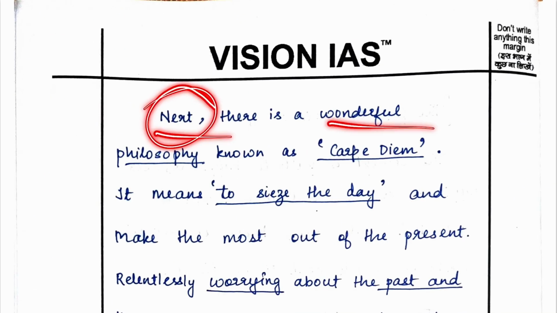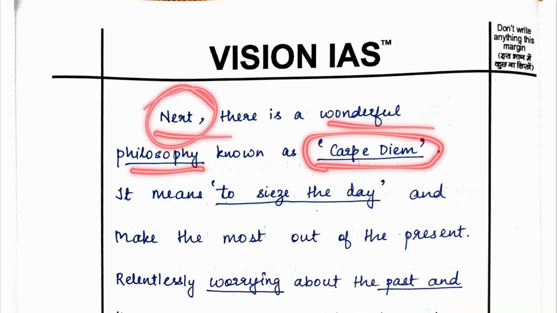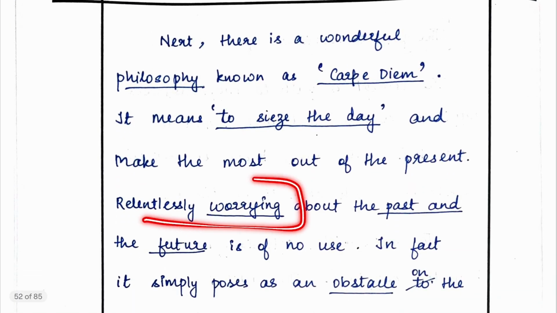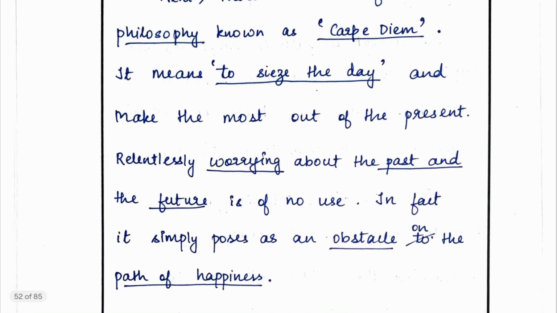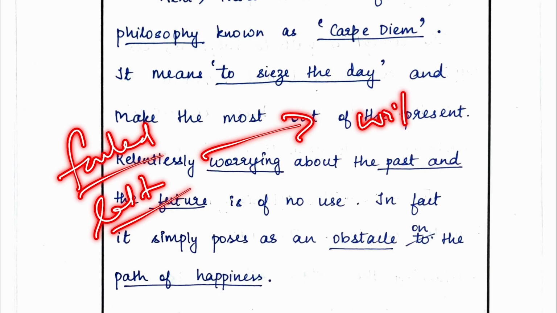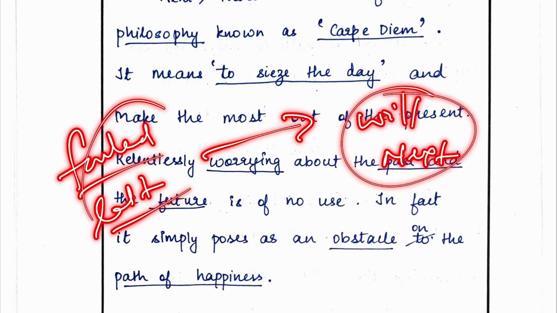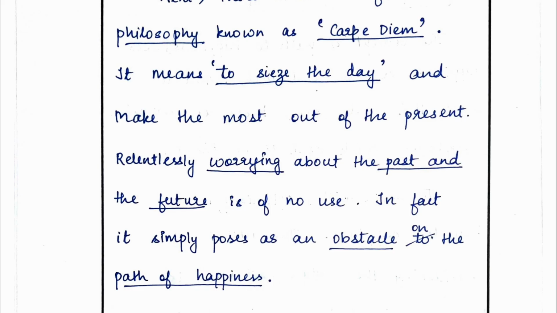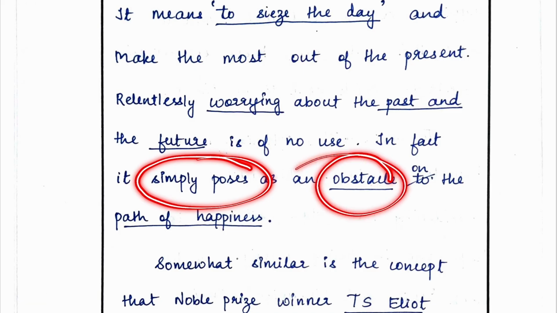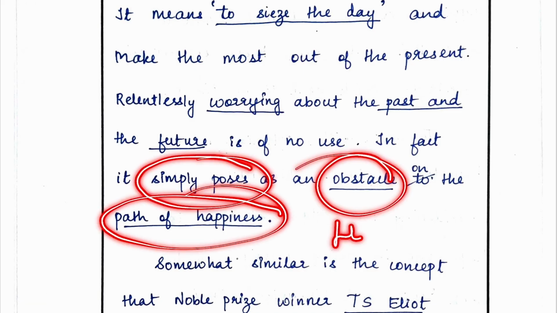Next, so this is the connector. There is a wonderful philosophy known as carpe diem. It means seize the moment, live in the present, and make the most out of the present. So relentlessly worrying about the past and the future is of no use. If you are thinking too much about the past, what will happen in the future, and why I failed in that particular examination last year, will I be able to clear the exam next year? So if you're thinking too much about the past and future, it is of no help, no use. In fact, it will create certain obstacles or hurdles in the path of happiness.